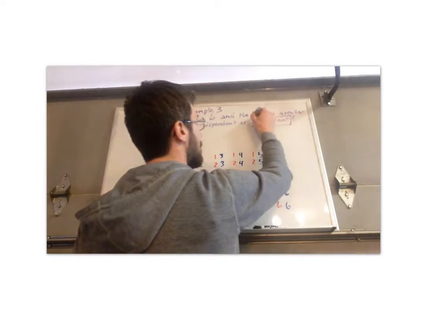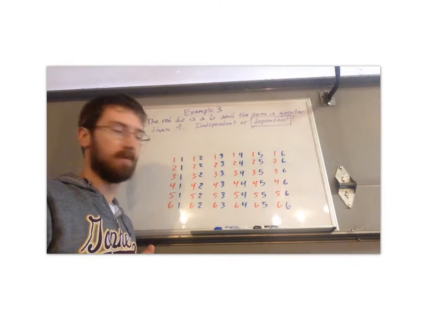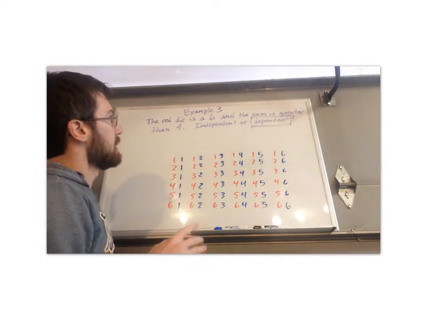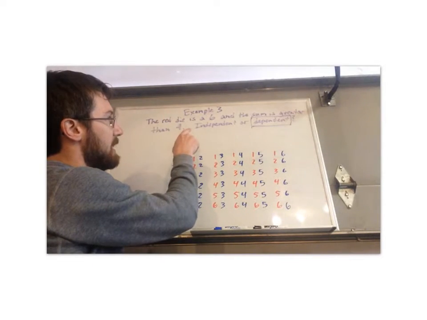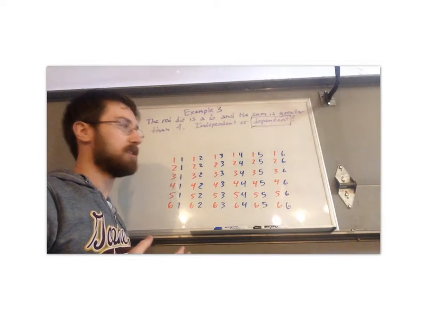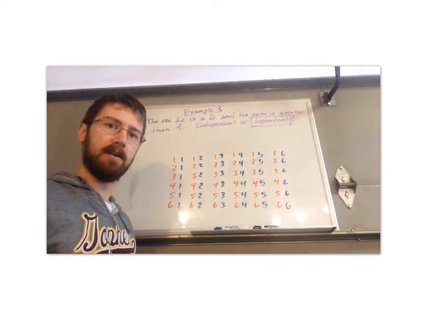This is actually going to be a dependent event. This is one that a lot of people, at first, think is independent because most dice problems are. But the reason that this is dependent is that if the red die is not a 6, it's going to change the number of outcomes where the sum is greater than 9. Okay?